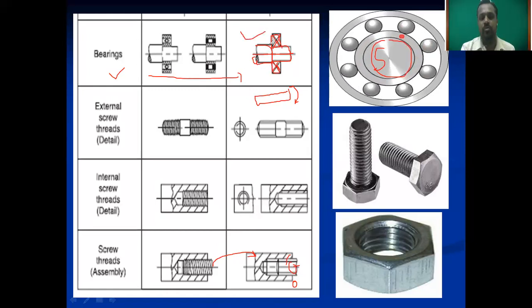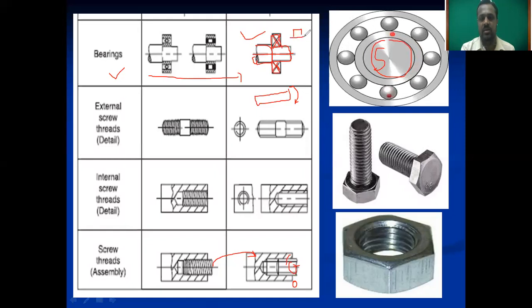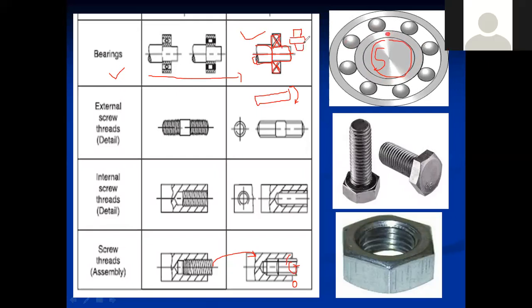You have to remember, we have to draw the square box on both sides of the shaft, and inside that square box we have to draw the cross lines. Okay, so I will draw here.